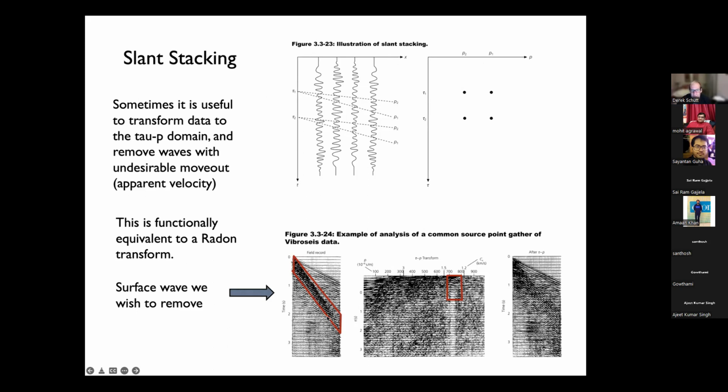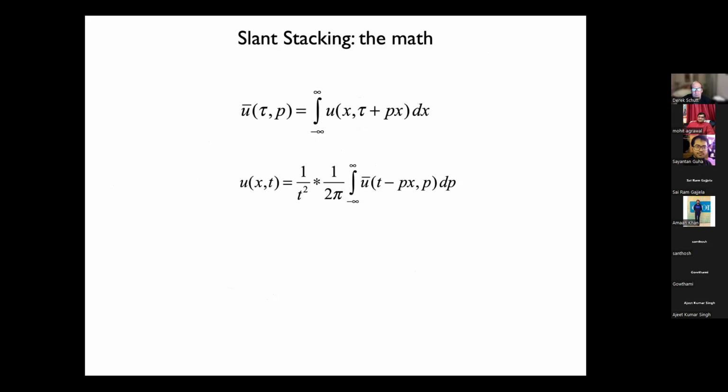Here's an example. Say we want to remove the surface wave. So what we do is we do a tau-p transform on this data. We get this, and then we cancel out this energy here, and then we convert it back to our travel time versus distance plot, and you can see the surface wave has been removed. So slant stacking, the math: U bar is the displacement in tau-p space.